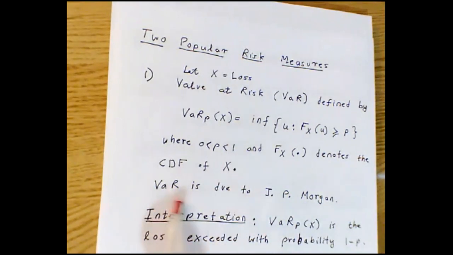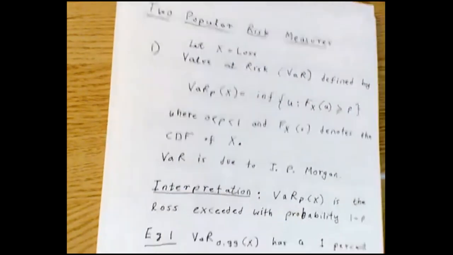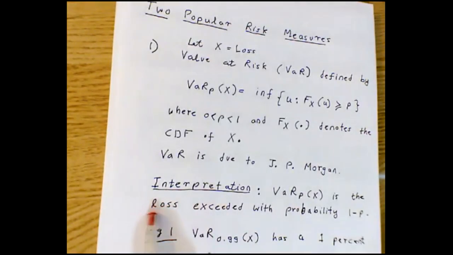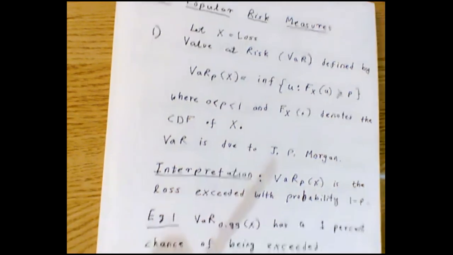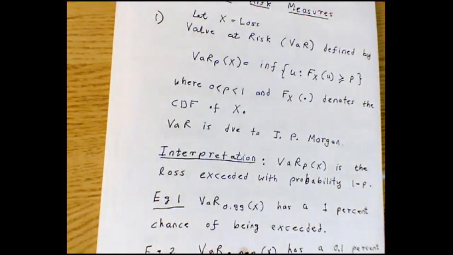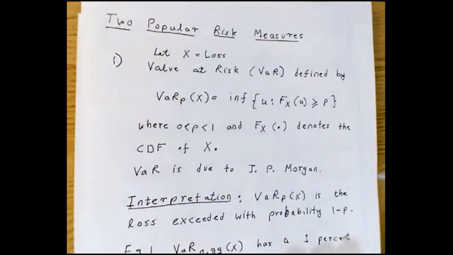And this value at risk is due to the company, I'm sure you guys know, JP Morgan, the big American bank, right? The interpretation of VaR is the loss exceeded with probability 1 minus p, right? So for example, VaR at 0.99 has a 1% chance of being exceeded, right, and so on. So this is the first, the most popular risk measure, VaR.